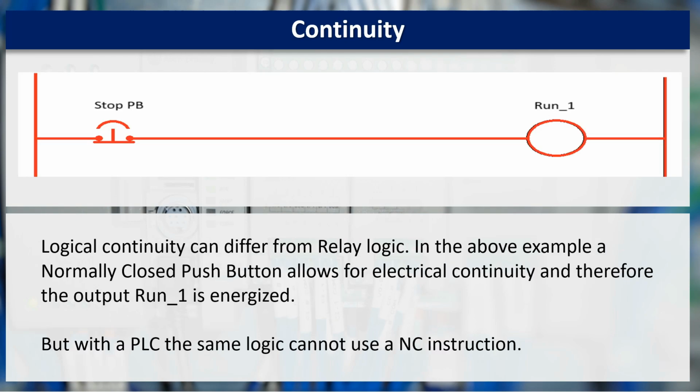Logical continuity can differ from relay logic. In the above example, a normally closed push button allows for electrical continuity, and therefore the output run_1 is energized. But with the PLC, the same logic cannot use a normally closed instruction.